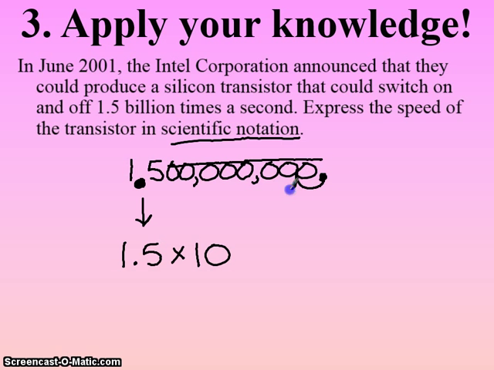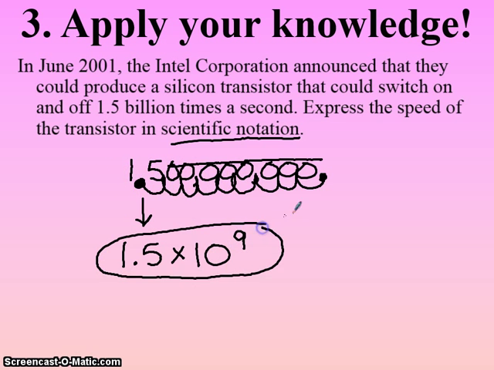So we have 1, 2, 3, 4, 5, 6, 7, 8, 9 place values different. So I'll write the number 9, and since this was a very big number, we'll leave the 9 as a positive amount. So it's 1.5 times 10 to the 9th power.